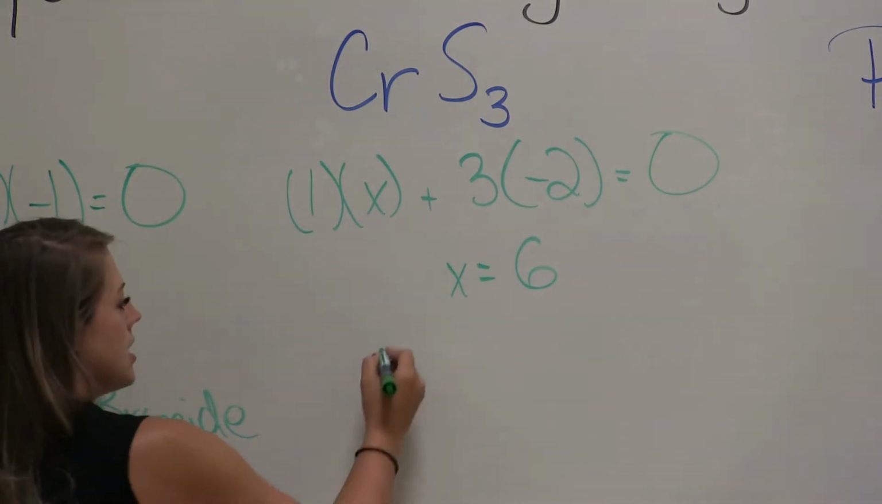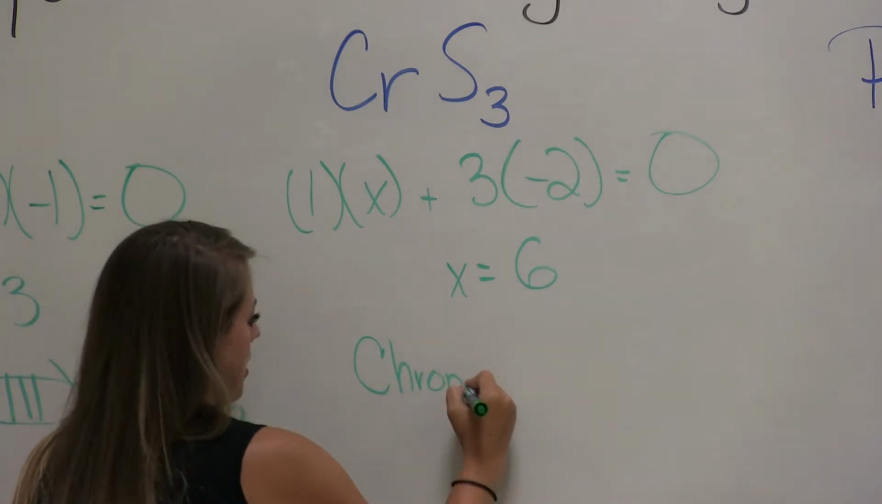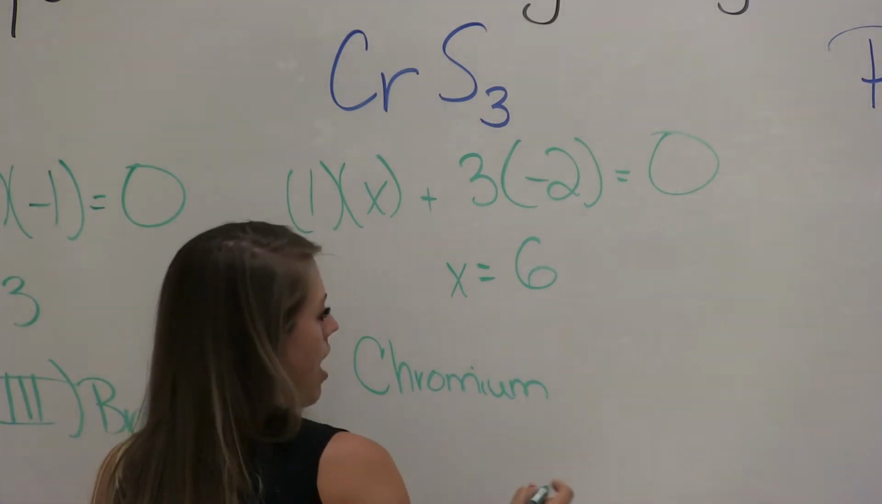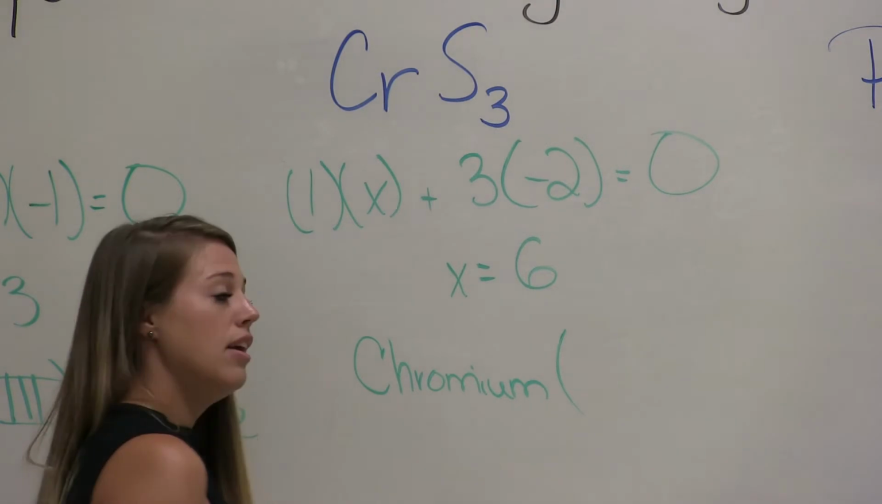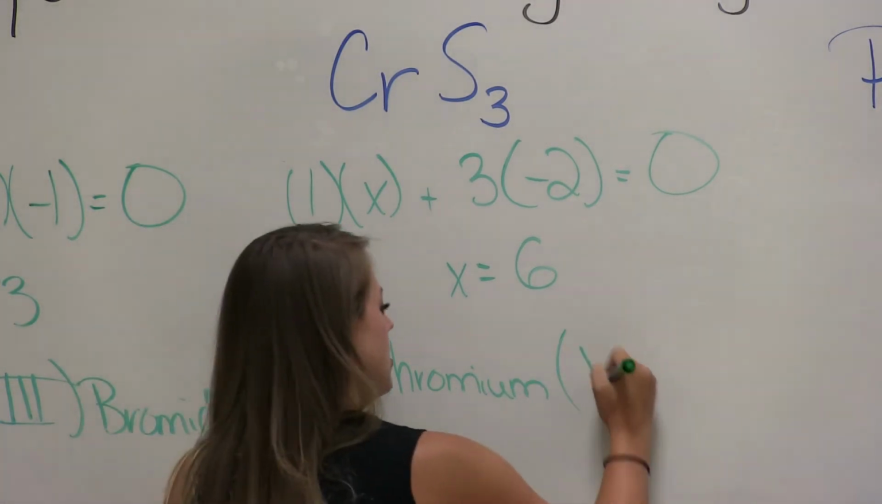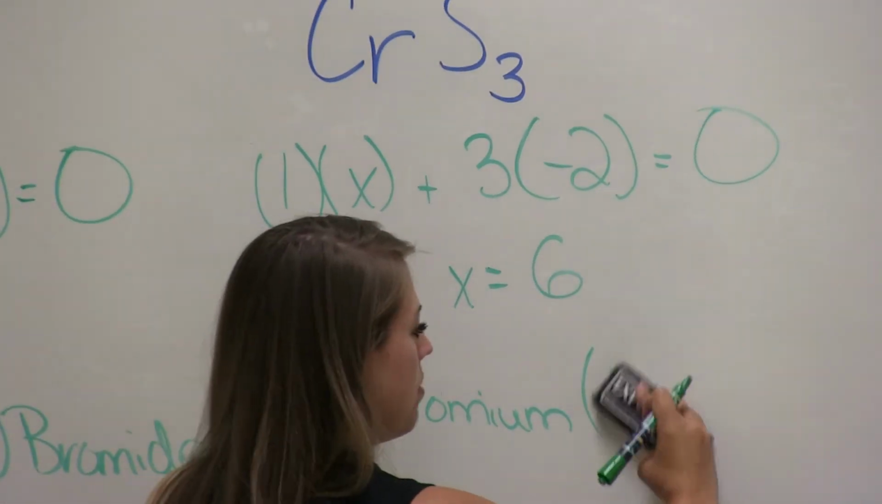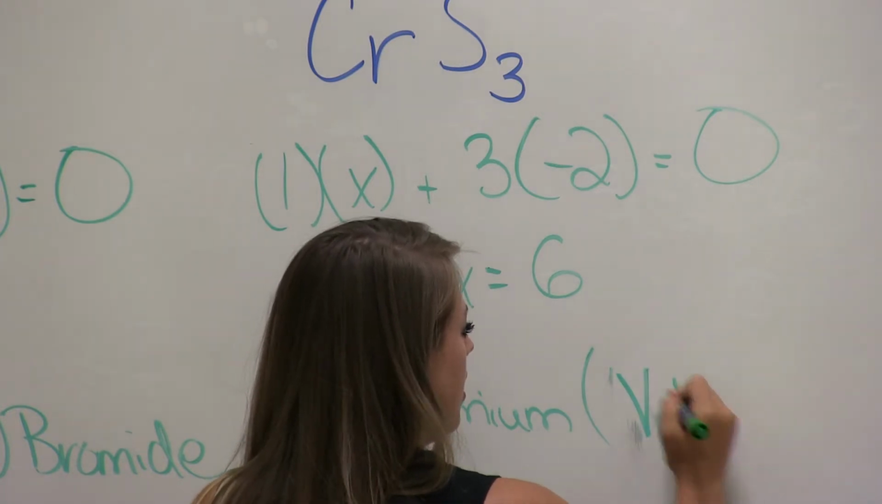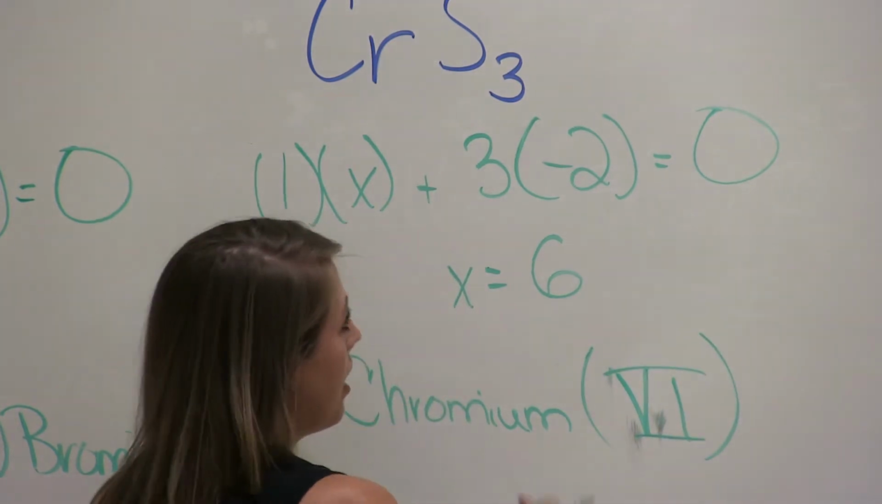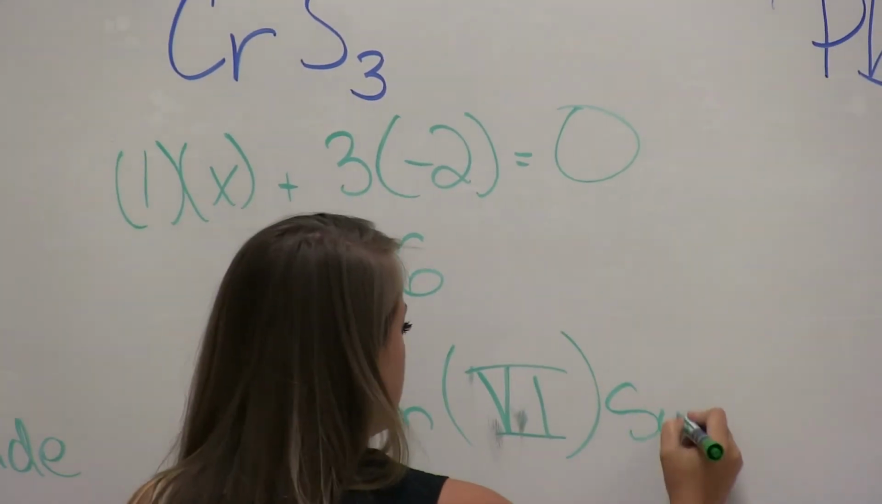So if x is 6, we're going to state our metal, which is chromium. Where it's a non-fixed metal, you have to tell me the charge of that. It's a 6, which is not the way you write 6, so we use the Roman numeral VI. Okay, and we're going to name sulfur, so it's going to be sulfide.